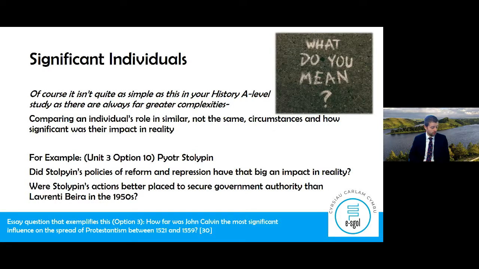An example of an essay question that taps into this, from Unit 3: How far was John Calvin the most significant influence on the spread of Protestantism between 1521 and 1559? So again, it shows you don't need to know everything there is to possibly know about John Calvin. I'm not even sure historians would know everything there is to know about him, but it's about his role, it's about his significance as an individual on the wider topic that you're studying.